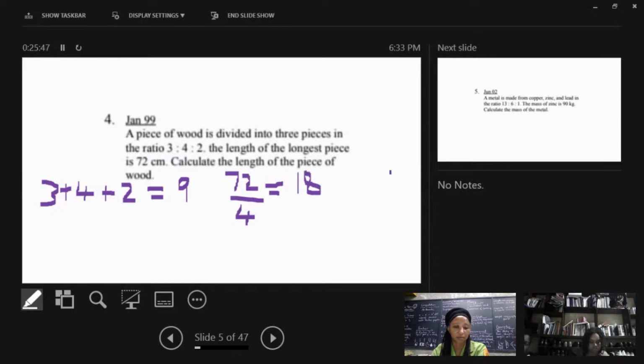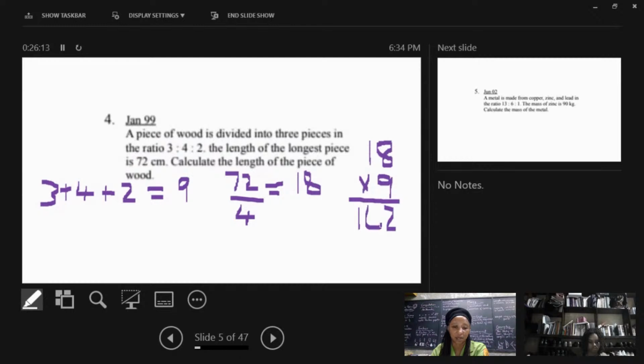So 18 times what? The total length of wood. You have to multiply it by the total ratio, 9. No, you don't have to add them up.